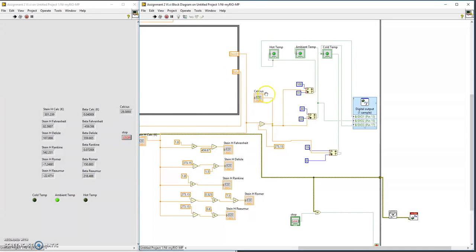Before these are converted, it firstly goes into Celsius, which is this on the front panel here, which is this calculation here, and the units down the bottom for both the Steinhart and the beta are seen here.